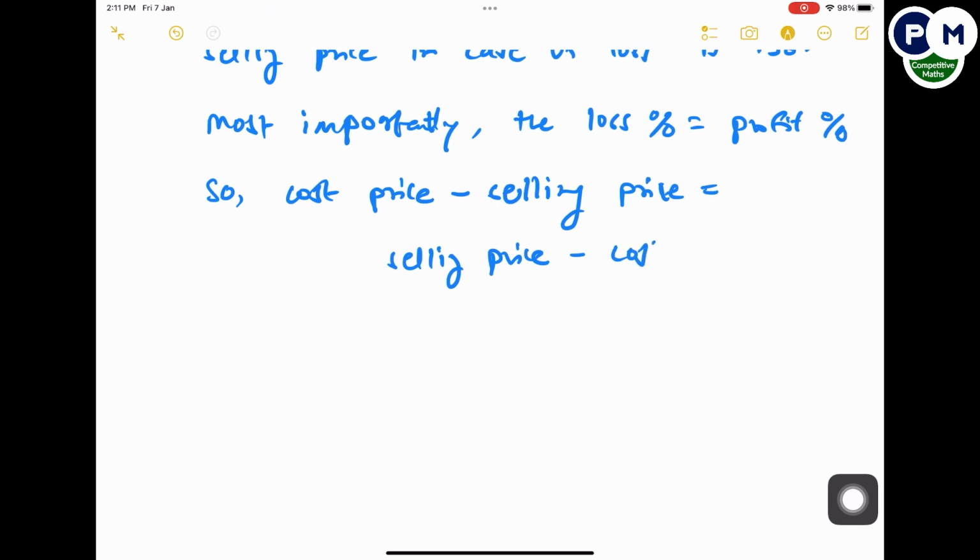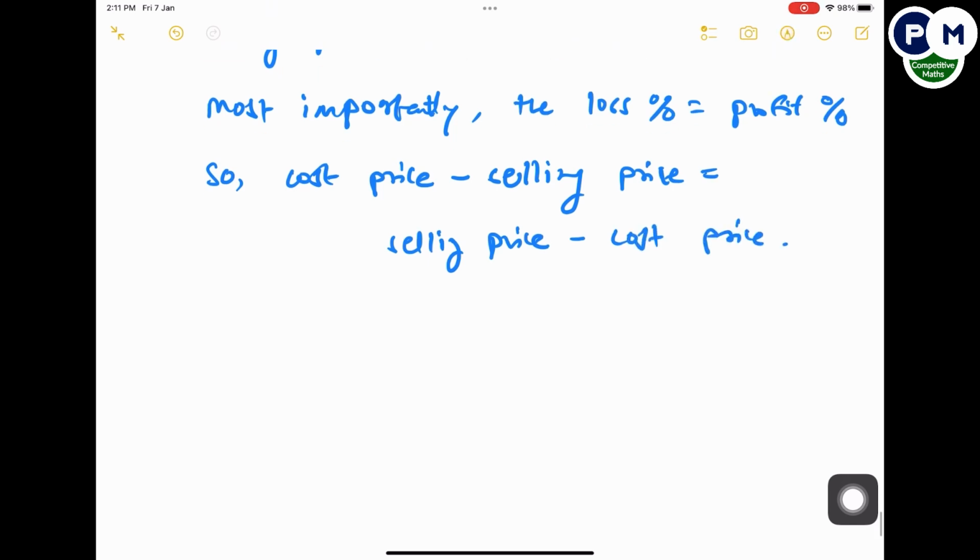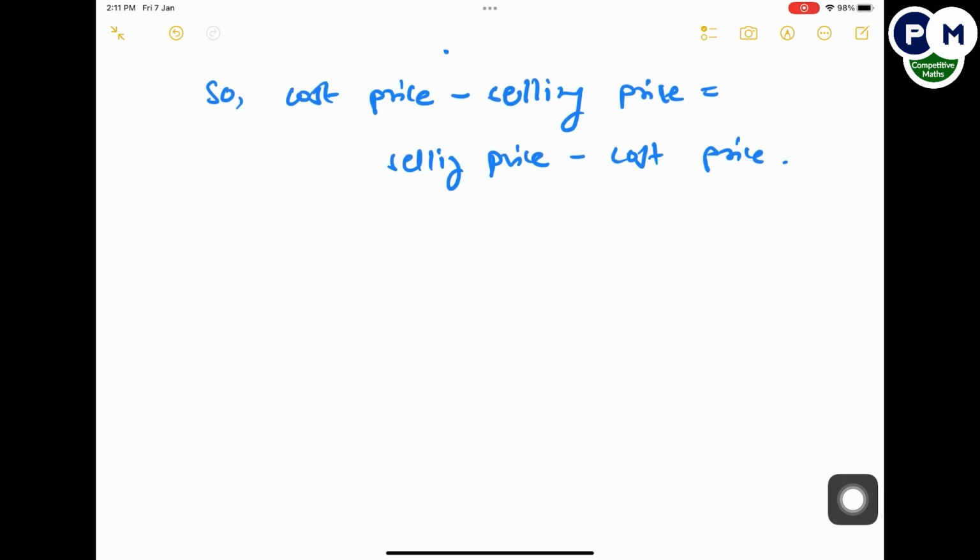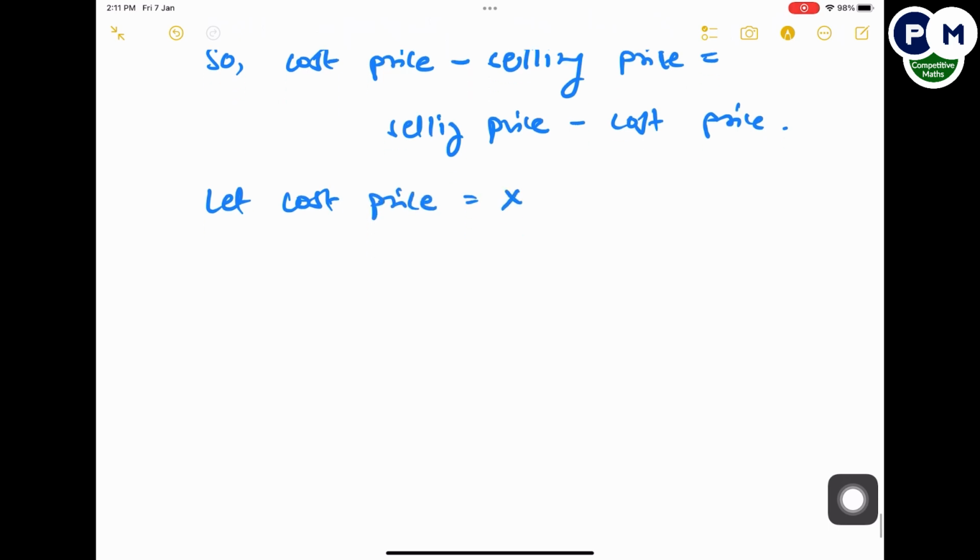Let cost price equal x. x minus 436 is equal to 464 minus x. 2x equals 464 plus 436. 2x equals 900. x equals 450.